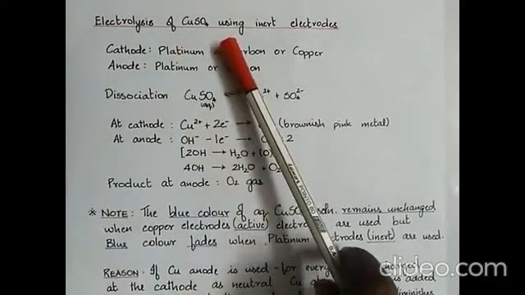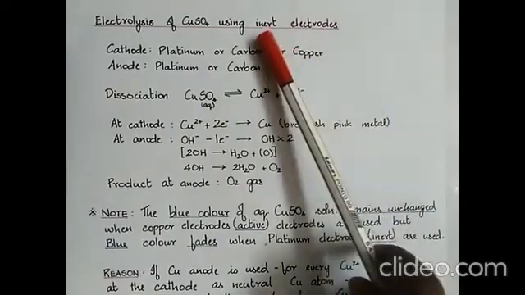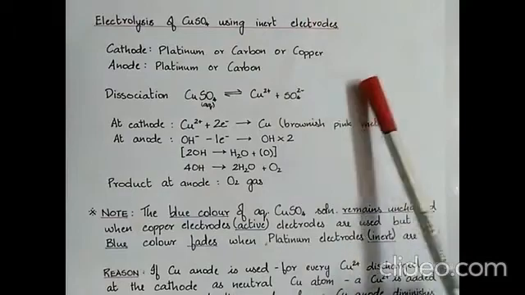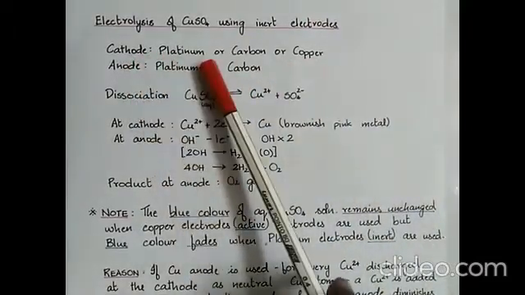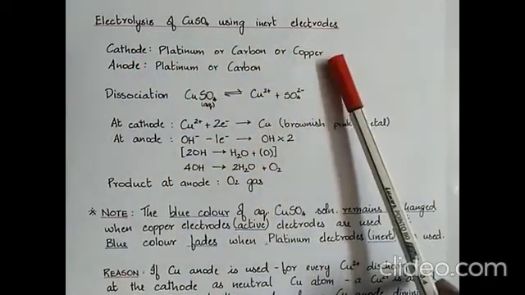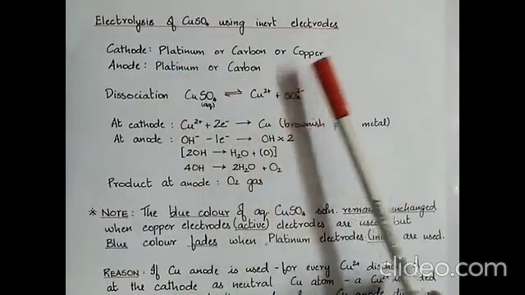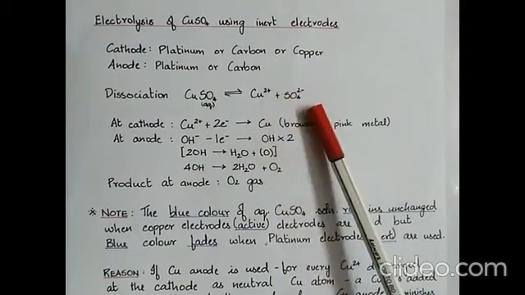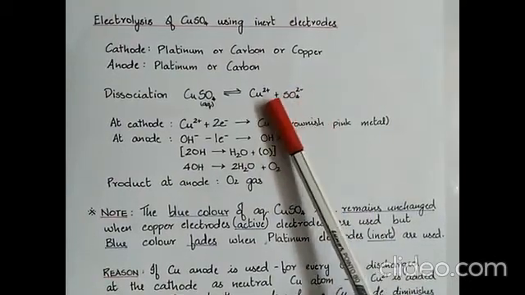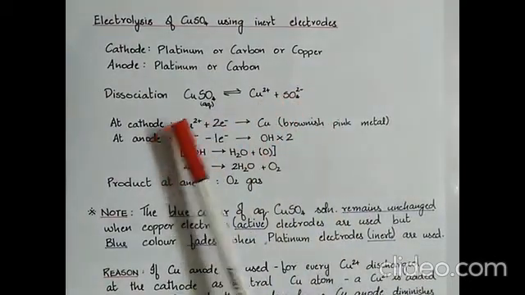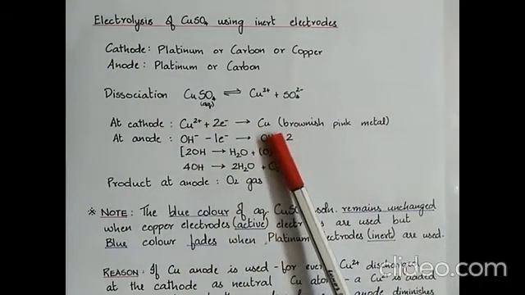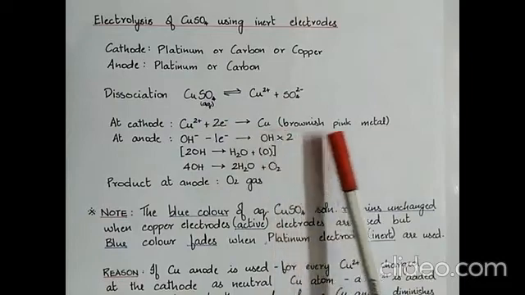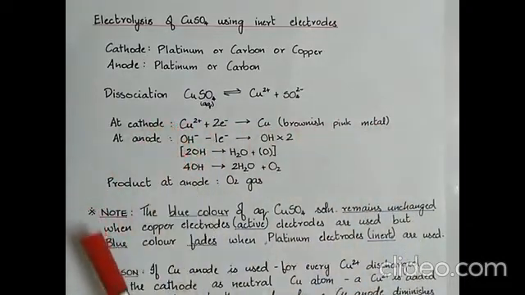Electrolysis of copper sulfate using inert electrode. Earlier you studied about electrolysis of copper sulfate using active electrode. Now see the difference. Cathode is platinum or carbon or copper. Anode is platinum or carbon. Now dissociation of copper sulfate gives Cu2+ and SO4 2- ions. The Cu2+ ion moves towards the cathode, gains 2 electrons and forms neutral copper atoms. That is brownish pink metal which gets deposited at the cathode.